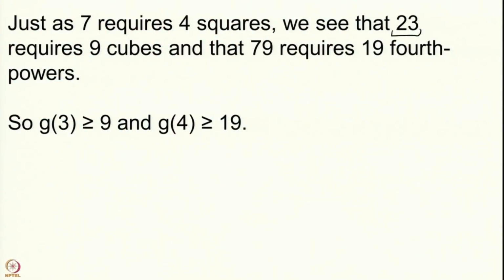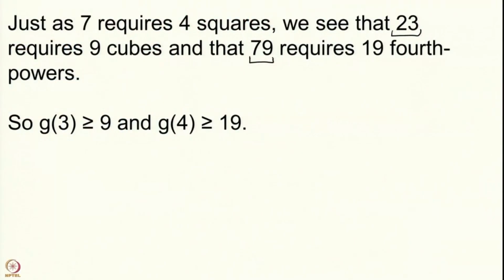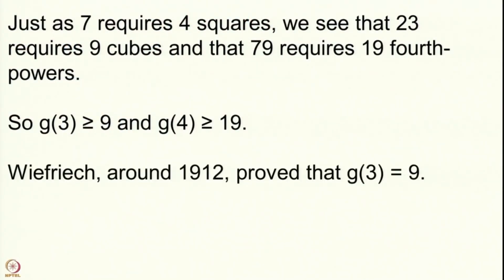Similar things can be done for the particular cases where k is 3 and k is 4, and then we see that 23 is the number which requires 9 cubes and 79 requires 19 biquadrates, or fourth powers. So, these are the lower bounds. We wanted to now prove the upper bounds, which is a more difficult thing. We wanted to prove that every n can be written as a sum of 9 cubes, and every n can be written as a sum of 19 biquadrates. That is very difficult, and there are other problems G5, G6 and so on.